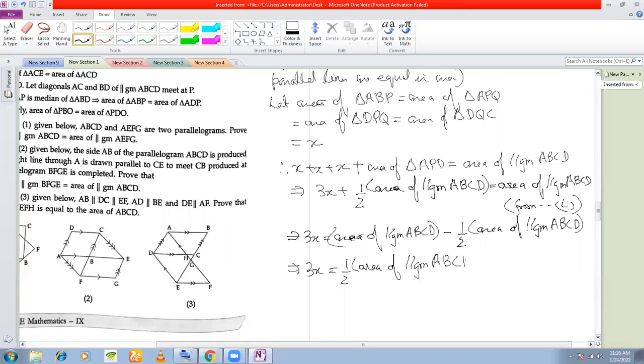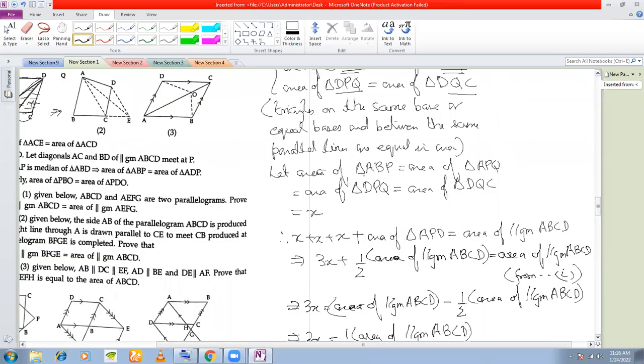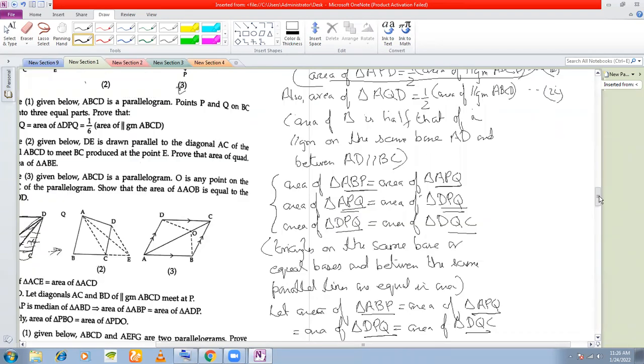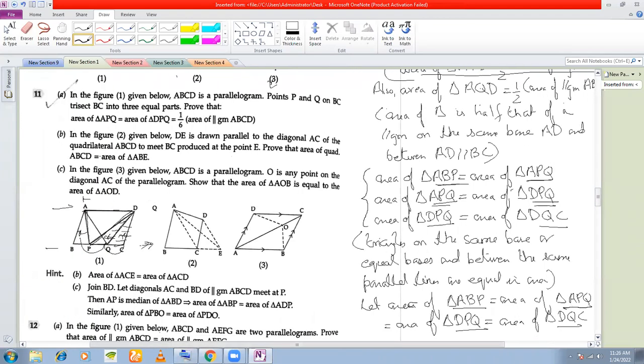Yes, sir. Okay. That means x must be equal to, if you divide both sides by 3, how much will you get? 1 by 6 the area of parallelogram ABCD. But what is x? It is the area of triangle ABP, triangle APQ, DPQ, DQC. And what do you have to prove here in the question? The area of APQ is x, right? Which is equal to DPQ is equal to x, which is equal to 1/6 parallelogram ABCD.